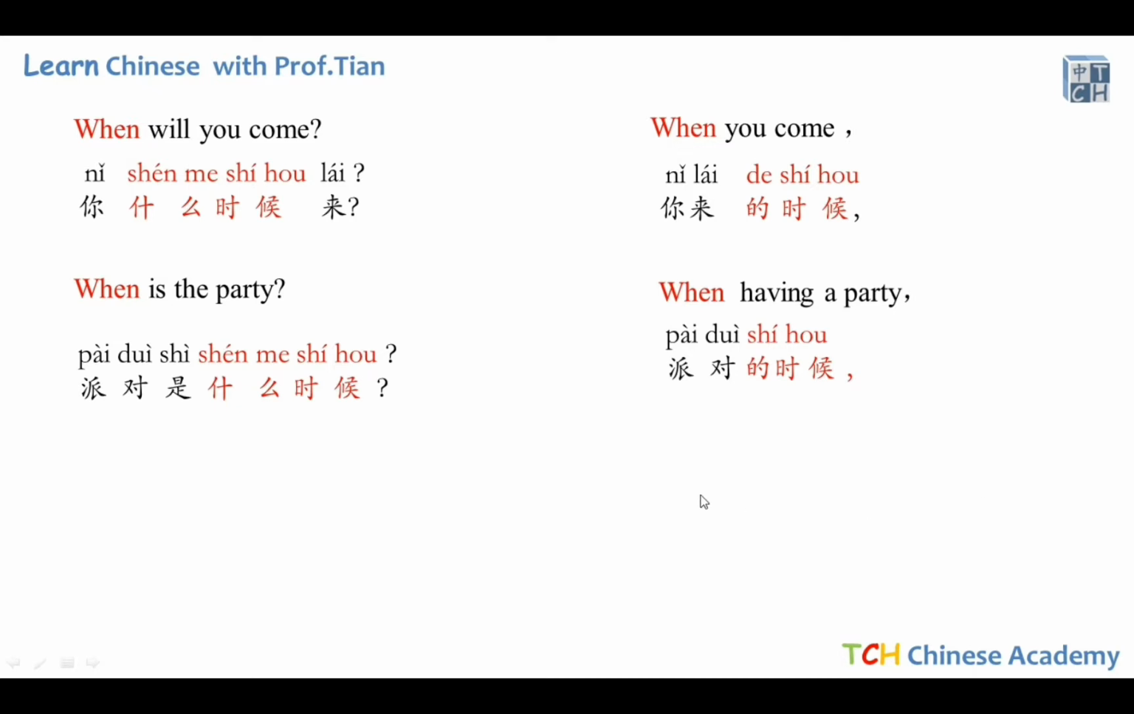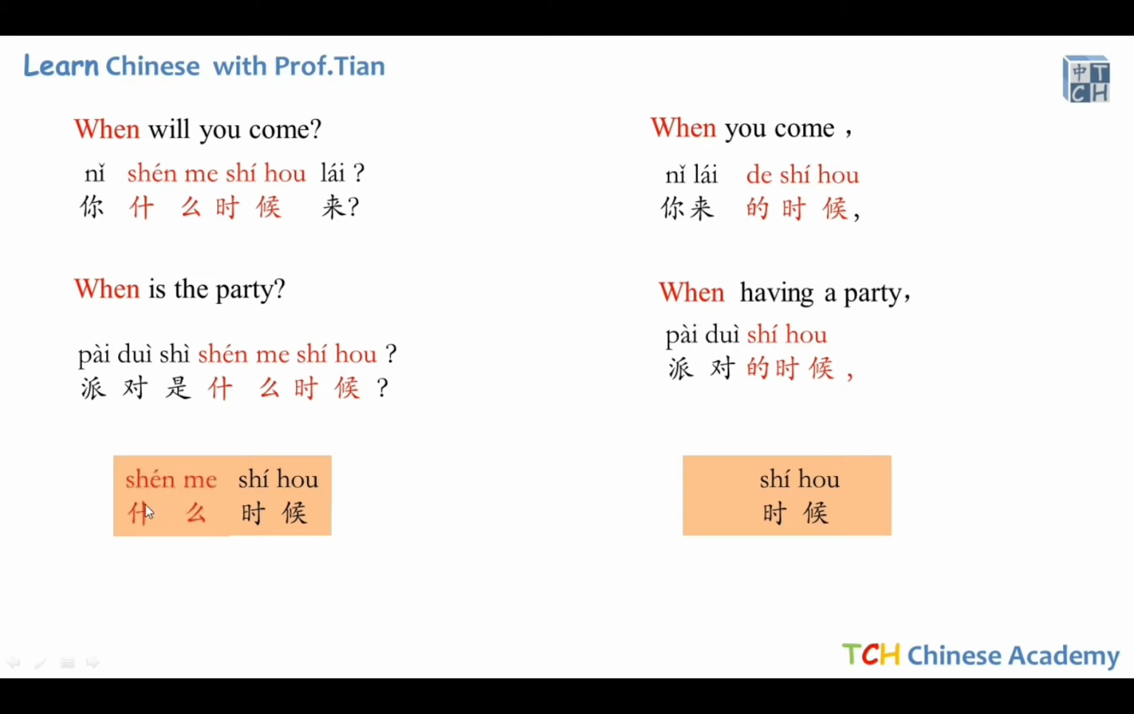Now let's see the differences between this when in question and when in statement. Here are the tips. First, tip 1. Look at the Chinese phrases. Both have the word 时候, that's the time period. And the difference is in the question, you must have a question word, so that is 什么时候. And in the statement, when you can have this 的时候.